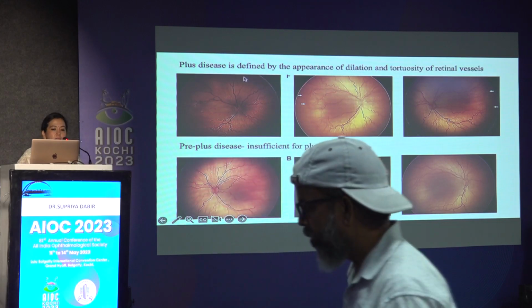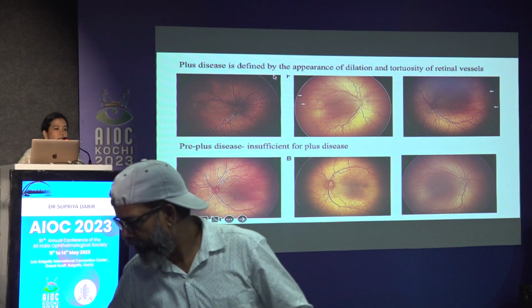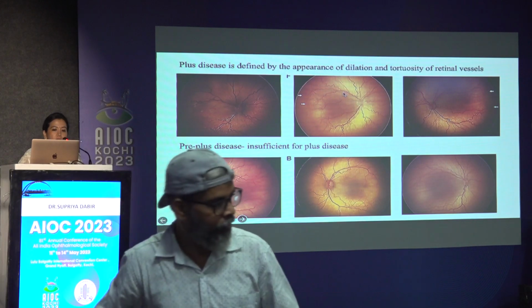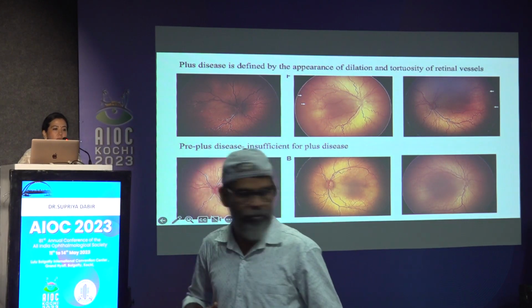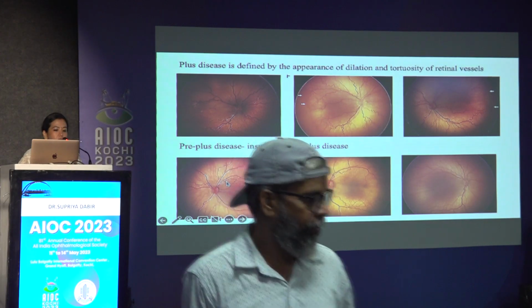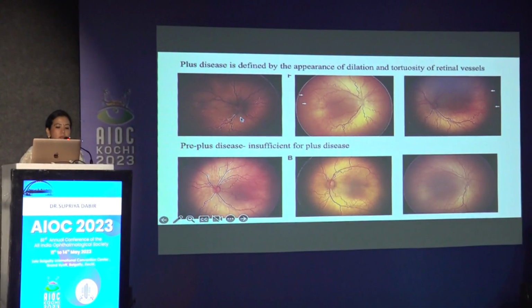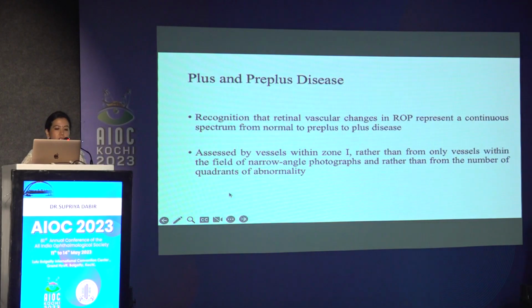Then plus disease has been defined as the appearance of dilatation and tortuosity, as you can see, of these retinal vessels. And pre-plus is when it's also dilatation and tortuosity, but not enough for it to be plus disease, just like a precursor of it. And this recognition that these vascular changes form a continuous spectrum from normal to pre-plus to plus is what has been defined here. And these vessels need to be assessed only within zone 1 rather than the narrow field photographs, and rather than from the number of quadrants of abnormality.